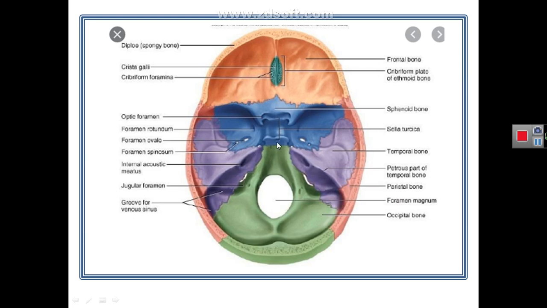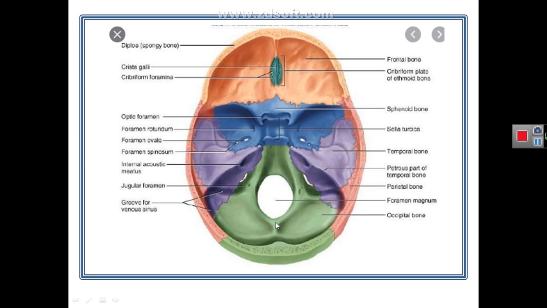The clivus is formed partly by the body of the sphenoid, and the major part of the clivus is formed by the basal part of the occipital bone that forms the anterior boundary of the foramen magnum. Here the foramen magnum is bounded anteriorly by this basio-occiput, while anterolaterally it is bounded by the condyles of the occiput, and the remaining part of the lateral boundary and posterior boundary of the foramen magnum is formed by the squamous occiput.